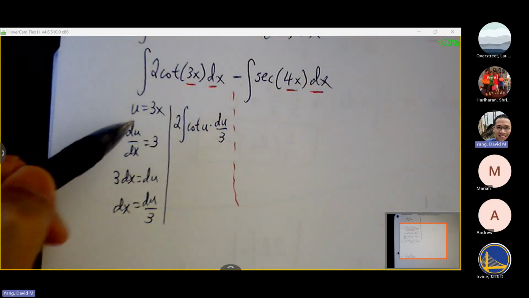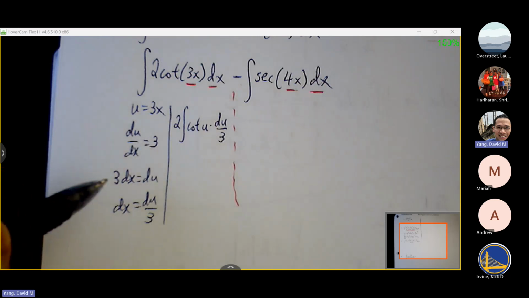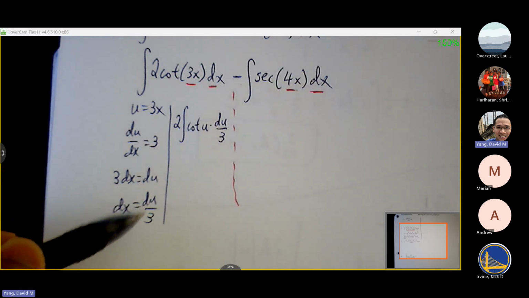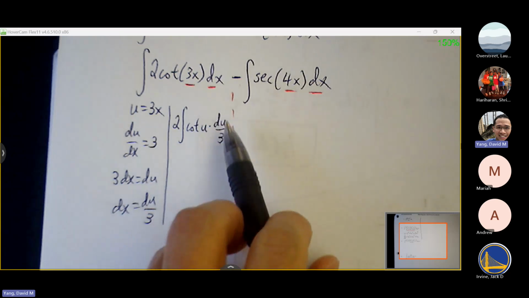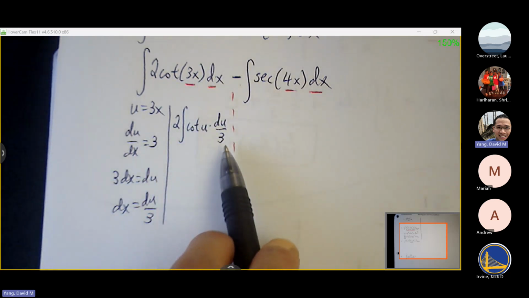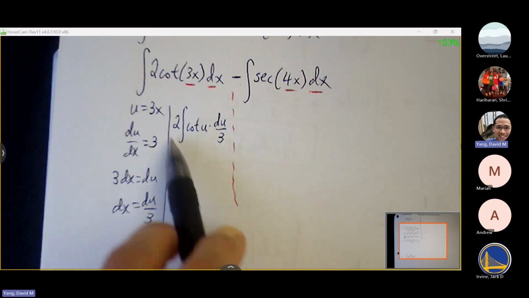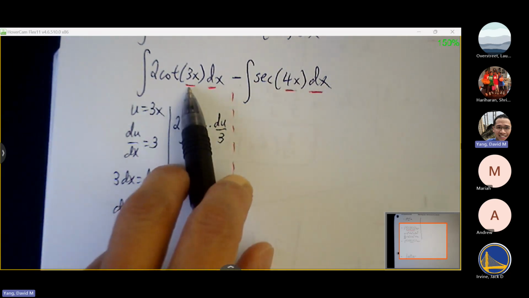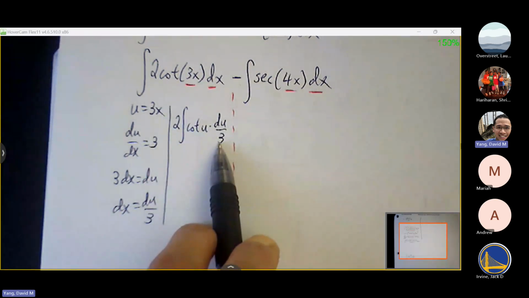So u equals 3x, du over dx equals 3, 3 dx equals du, dx equals du over 3. And so we replace dx with du over 3. Notice the 3x is now turned to the denominator. So basically a 1/3 is going to come out of it. We still have to keep track of that too, but basically there's a 1/3 that's resulting from that 3x through u substitution.